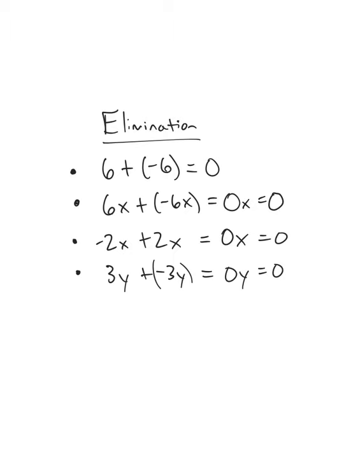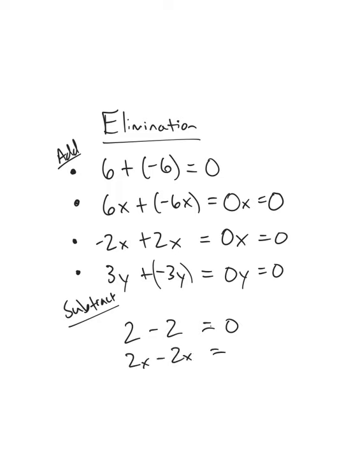So anytime you add numbers that are inverses, or, guys, well, how could you subtract things to make them cancel? 2 minus 2. 2x minus 2x. So if you subtract the same number, if you subtract a number from itself, 0x. Okay, so this idea of canceling to 0, that's how we're eliminating variables. That's where elimination gets its name. We eliminate a variable.